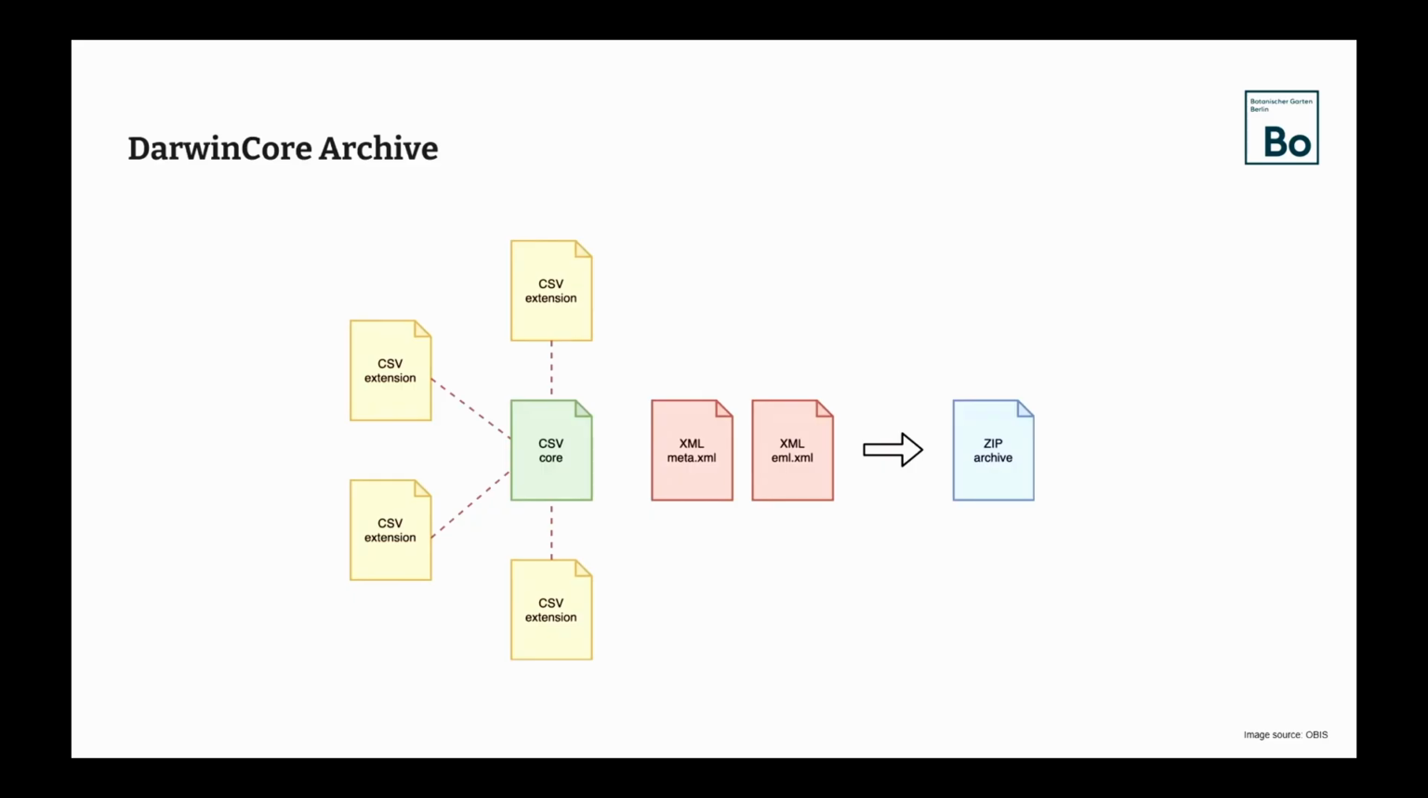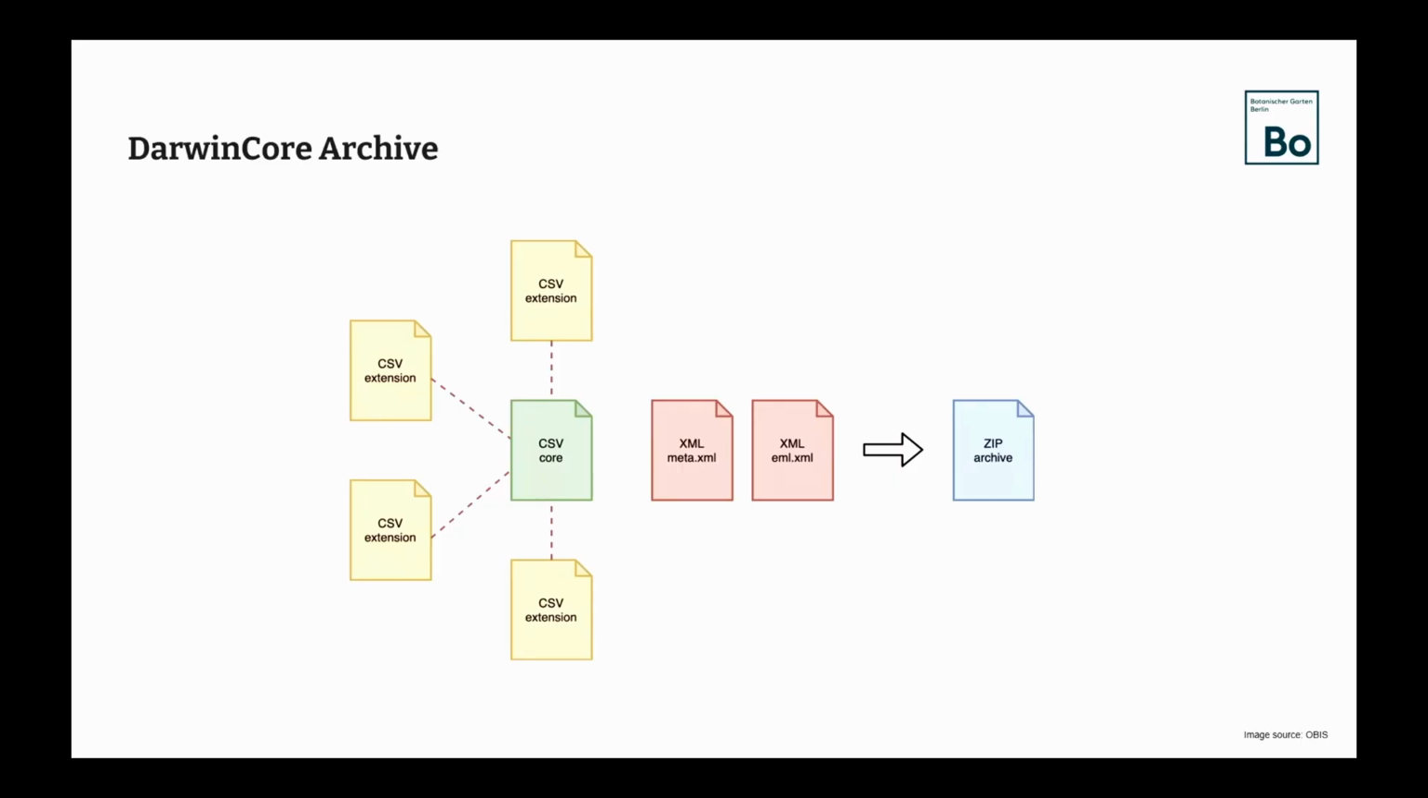In the CSV files, there's one core file which just has the Darwin Core terms. As I said, Darwin Core is rather small, and it concentrates on these four basic data items: what, where, when, and by whom. And these are the occurrence information we have. These are contained in a CSV file, the core file. If you have additional information that cannot be contained in the core file, you have to use an extension and put it into one of the extension files.